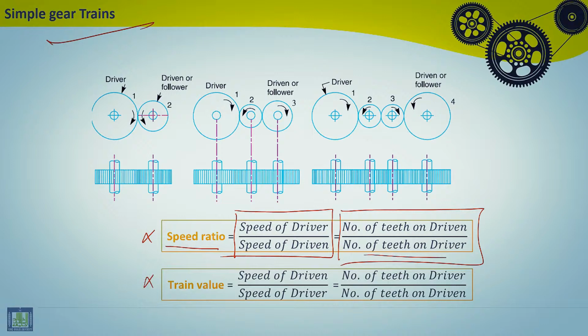We also find here the train value, which is the opposite of the speed ratio. So it is the speed of the driven divided by the speed of the driver, and equal to the number of teeth on the driver divided by the number of teeth on the driven.